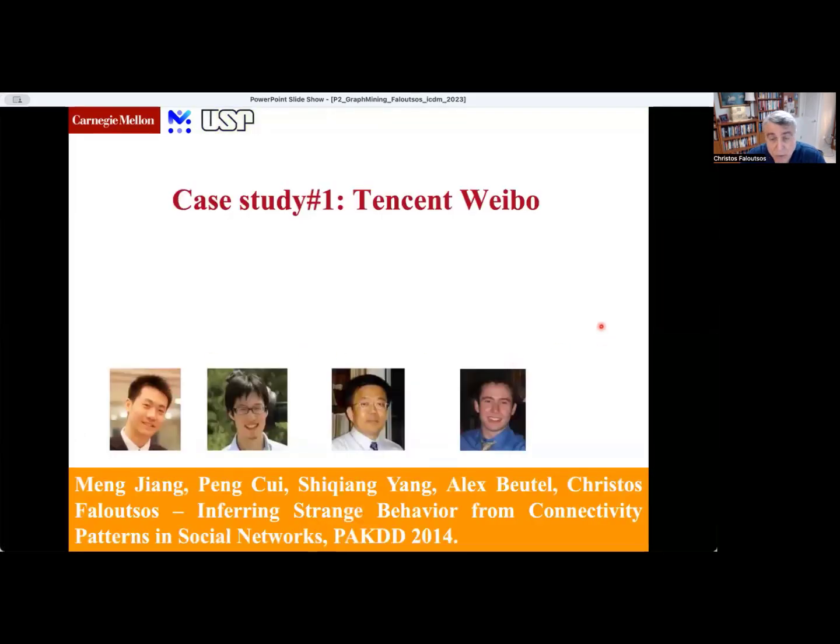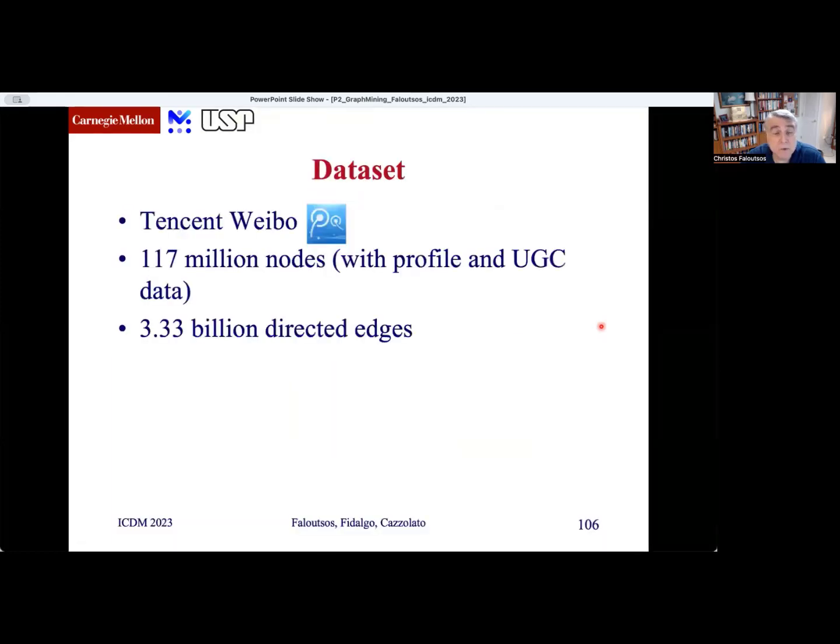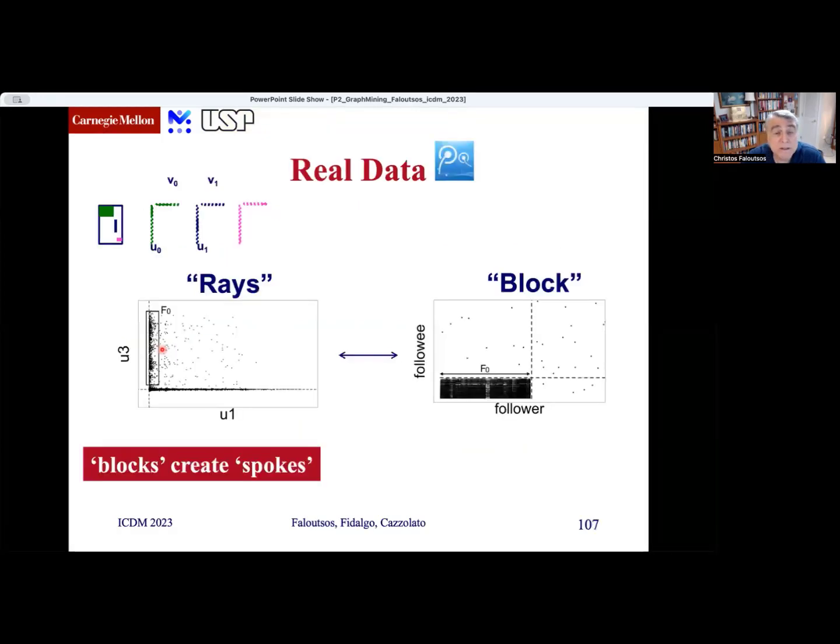We applied this idea on a paper with colleagues from Tsinghua and CMU. Some of you may recognize Peng Cui and Meng Jiang and Shiqiang Yang, professors now at Tsinghua and Notre Dame. That was a large data set from Tencent Weibo, 100 million nodes, 3 billion edges. When we did the singular value decomposition and we did a projection on the U1, U3 dimensions, right, we found some rays, spokes. And this means that all these people had more or less the same behavior. There were a lot of people at the 0-0 entry, which means they didn't participate in that behavior.